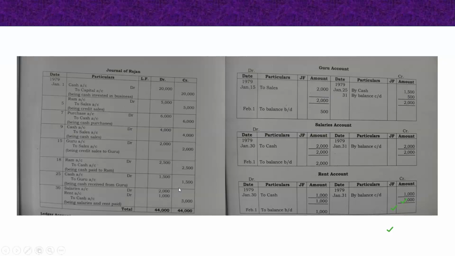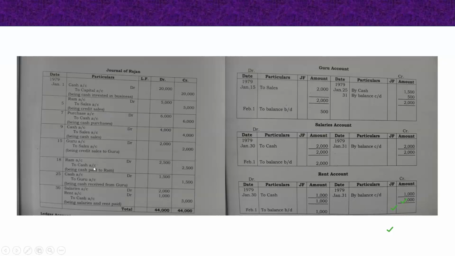Okay. And then we have the salaries account. For salaries, we have a separate column. That is done on January 30th, to cash account 2,000. And then there is no entry here, so we are again balancing here. And for the rent account, we have another separate column. Since there is no particular entry for the credit column, again we are balancing it by writing by balance carried down, whatever is pending.